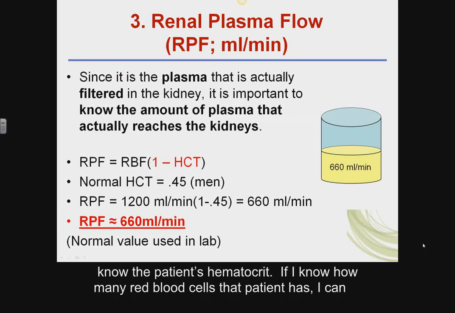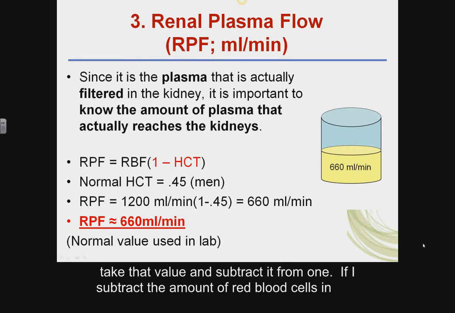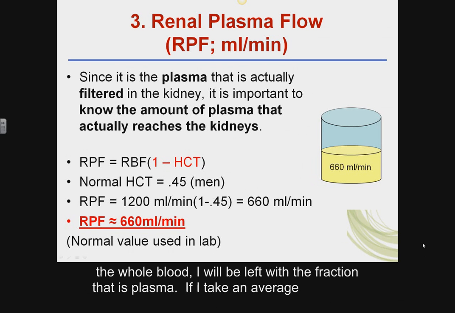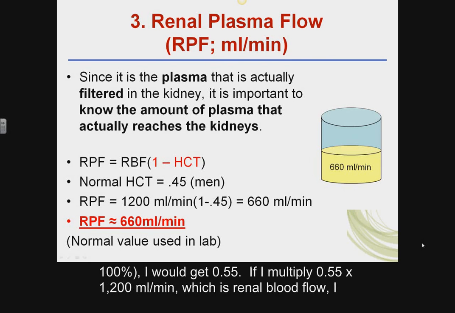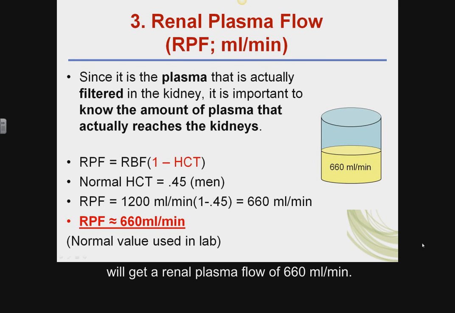If I know the hematocrit, I can take that value and subtract it from 1. If I subtract the amount of red blood cells in the whole blood, I will be left with a fraction that is plasma. If I take an average hematocrit of 0.45 and subtract that from 1, 1 representing whole blood, like 100% of blood, I would get 0.55. If I then multiply 0.55 times 1,200 milliliters per minute, which is renal blood flow, I will get a renal plasma flow of 660 milliliters per minute.